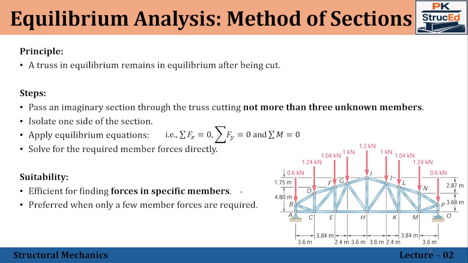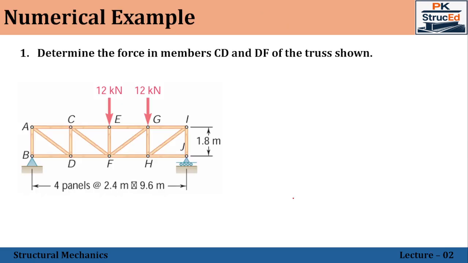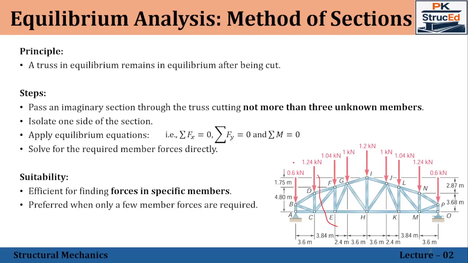That means if you pass an imaginary section anywhere in the truss and isolate one portion, say the left portion, that portion must still satisfy the conditions of equilibrium. Even though it has been cut, that portion remains in equilibrium. That is the principle which lies in truss analysis, and specifically in the method of sections. The key difference from the method of joints is, in the method of joints, equilibrium at each joint is considered, whereas in the method of sections, equilibrium of part of a truss is considered.